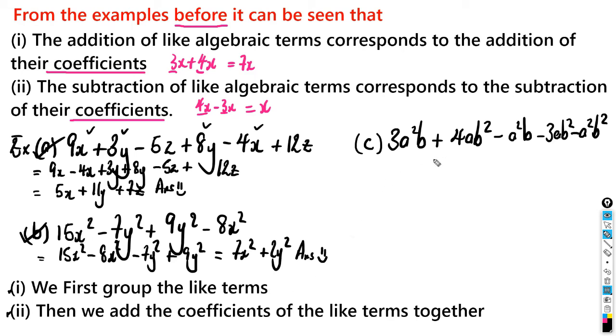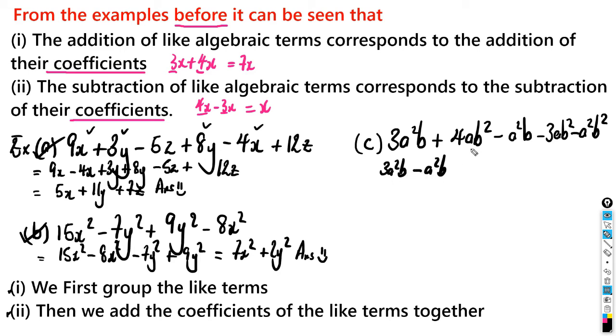Okay, so let's look at this one now, guys. This one is a bit different. We have 3a squared b plus 4ab squared, minus a squared b, minus 3ab squared, minus a squared b squared. So we actually have three types of terms in this example. So let's just group the like terms. The first one is 3a squared b. So we're going to look for a squared b. We'll have a minus a squared b, right? So minus a squared b.